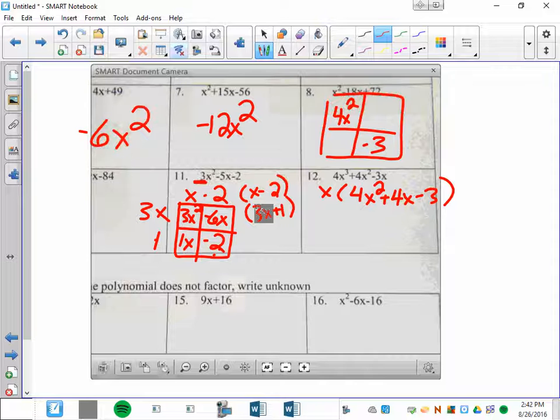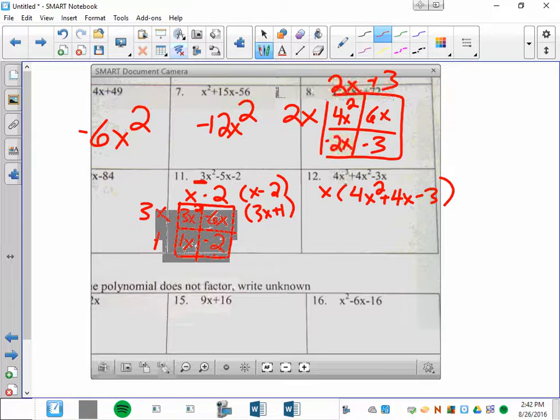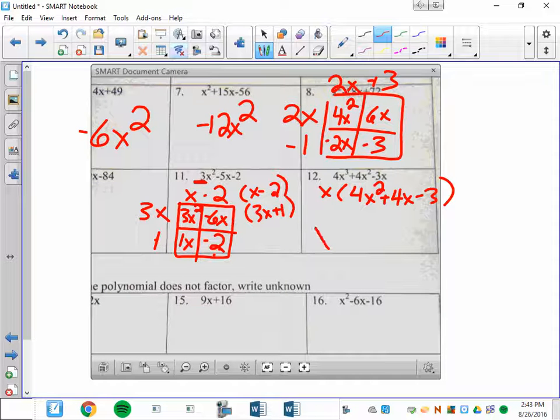Are there factors of negative 12 that add to be 4? 6 and negative 2. So we put 6x on one side and negative 2x on the other. And again, it doesn't matter where you put them. It will just change the order of your factors. What does the top row share? 2x, so what goes on top? 2x, and next to that, plus 3, and down here, negative 1. So what are my factors? Hang on, don't forget. X, and then 2x minus 1, and 2x plus 3.